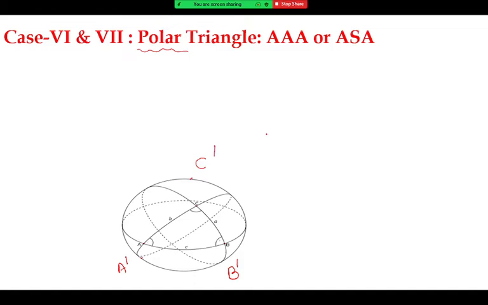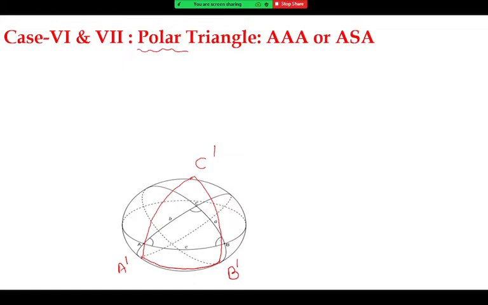So right now we have three points A dash, B dash and C dash. If we draw a great circle passing through two of these points, suppose A dash C dash is an arc of one great circle, B dash C dash is an arc of another great circle, and A dash B dash is an arc of another great circle. So we again have three great circles passing through the points A dash, B dash and C dash. This triangle A dash B dash C dash is known as a polar triangle or a primitive of the triangle ABC. Is that clear? Any doubt what a polar triangle is?